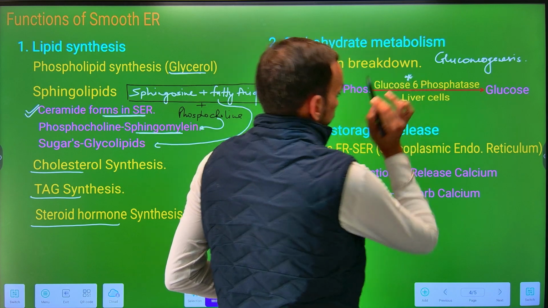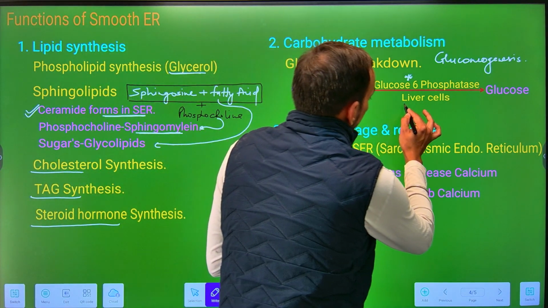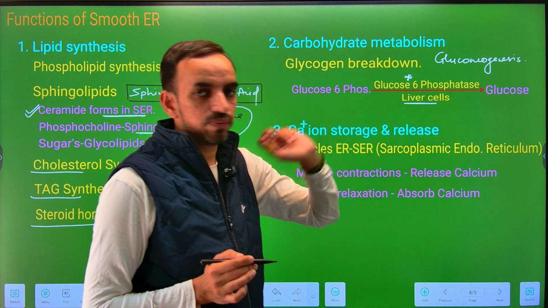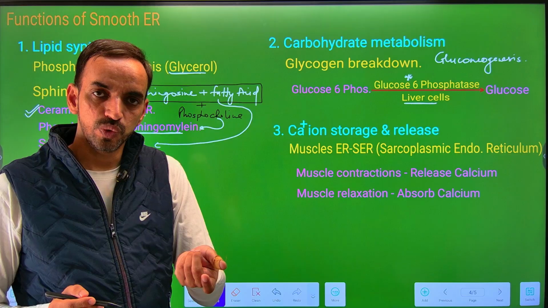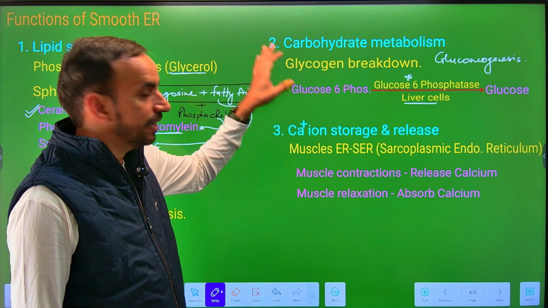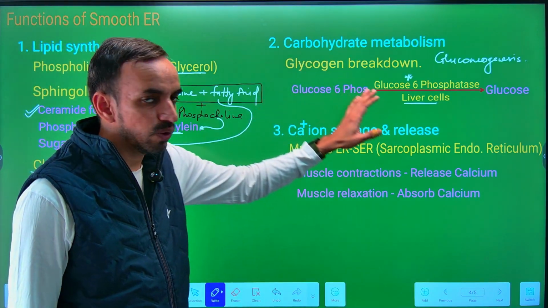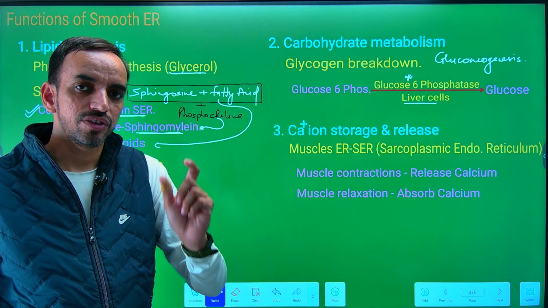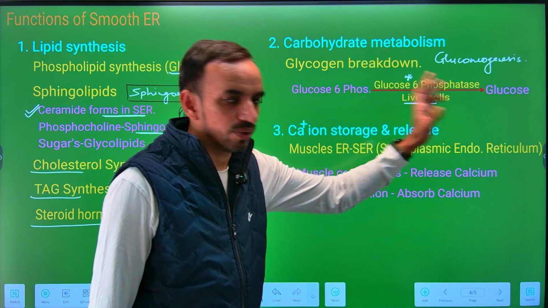Now this conversion of glucose 6-phosphate into glucose is carried out by the marker enzyme of smooth endoplasmic reticulum present within the liver cell. That is glucose 6-phosphatase. What will this glucose 6-phosphatase do? It will remove the phosphate from the 6th position of glucose, and there is a conversion of glucose 6-phosphate into glucose. So the SER of liver cells plays an important role in carbohydrate metabolism by reversing one of the three irreversible steps of glycolysis, that is the conversion of glucose 6-phosphate into glucose.